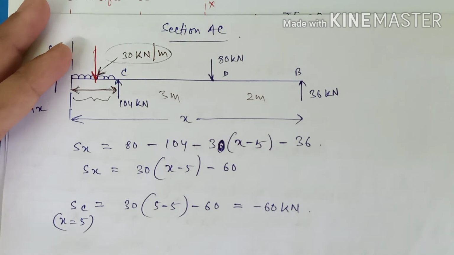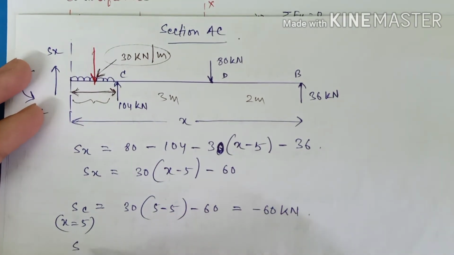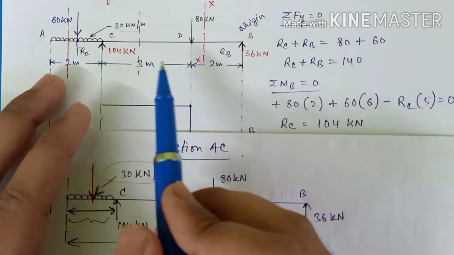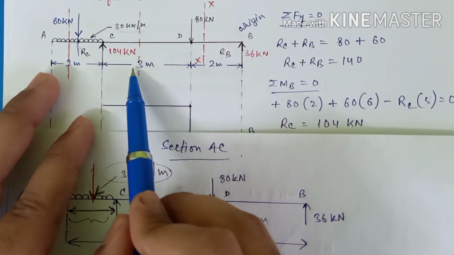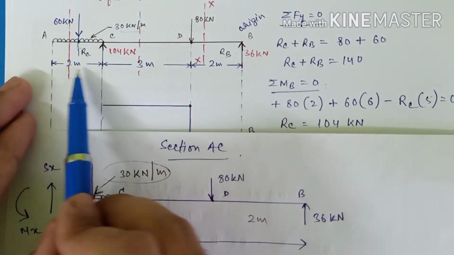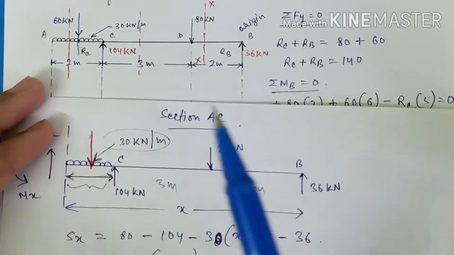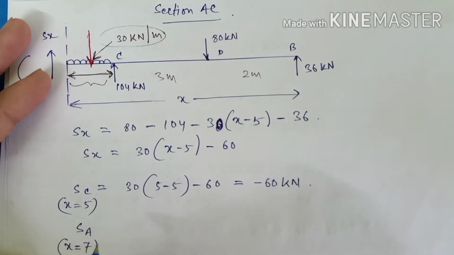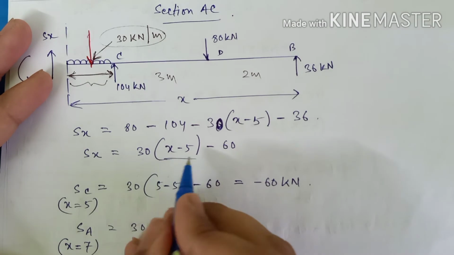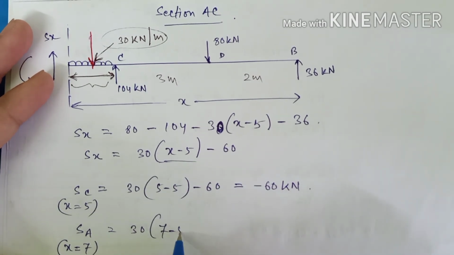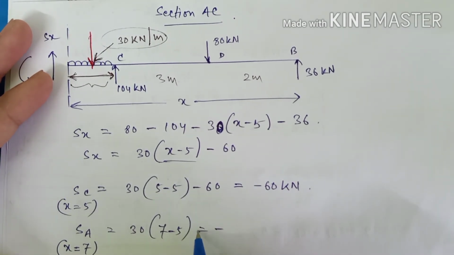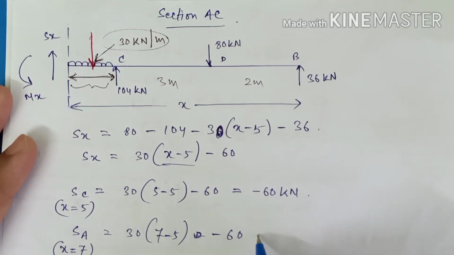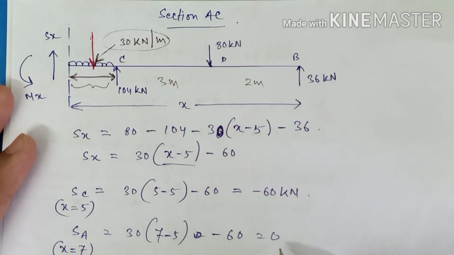Very simple. Similarly, the value of shear force at A: the value of x will be 5 plus 2, that is 7, right? The value of x will be 7 at A. So just put the value over here, 30 times 7 minus 5, minus 60. So this will give you 2 multiplied with 30, 60, minus 60, which gives 0. So the value of shear force at A is 0.